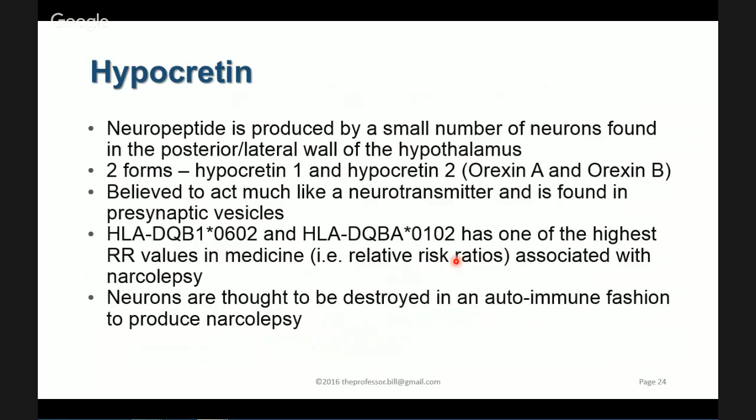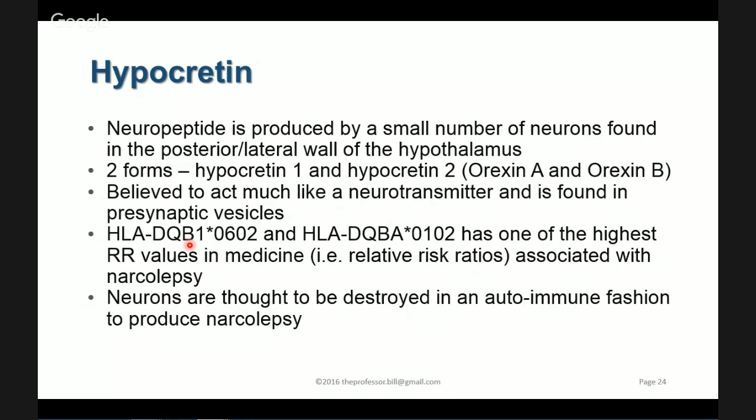We had talked about looking at relative risk ratios when we started looking at things related to schizophrenia. If you look within medical literature and you want to see an association between a disease state and a particular SNP or a particular association with a gene, these are actually the highest relative risk ratios in medicine. So if you look at someone who has narcolepsy, they're likely going to have one of these different mutations associated with the human leukocyte antigen.